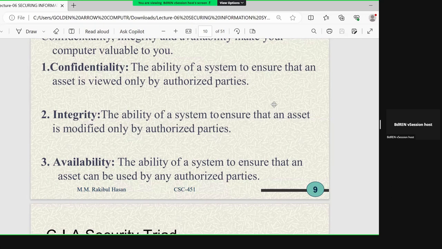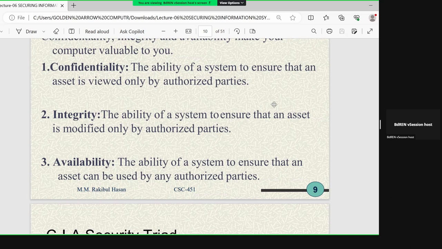Okay. So suppose you are the HR manager. You have access to the salary panel. So you can upgrade any employee's salary after getting permission from the proper authority. But without you, if any employee changes his or her salary in the database, that will be a loss of integrity. So that means only the authorized parties can modify the asset.